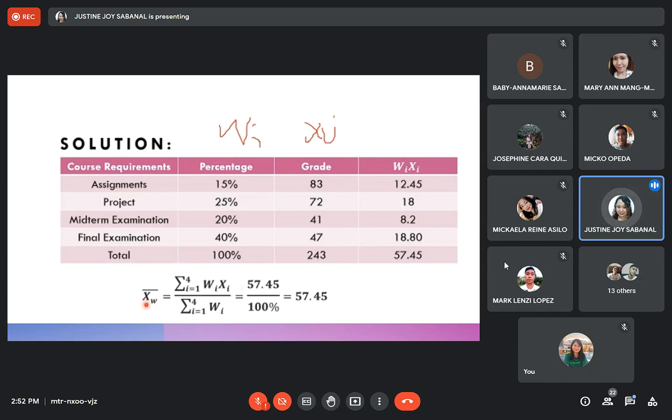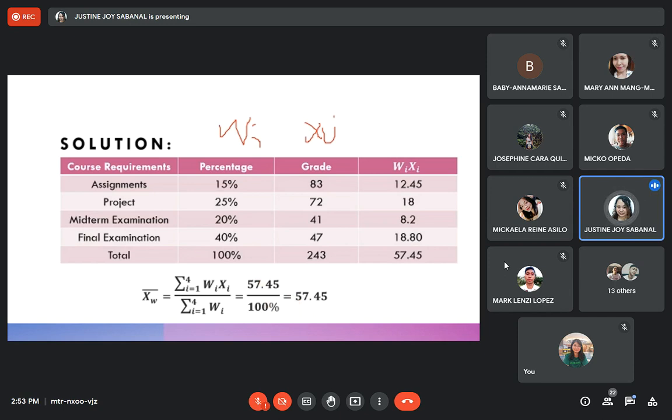So we have x bar sub w equivalent to the sum of w sub i x sub i, which is 57.45, and the sum of w sub i is 100%. Evaluating this, we have 57.45 over 100, which is equivalent to 57.45. So that is the value of the weighted mean. The value will be different.